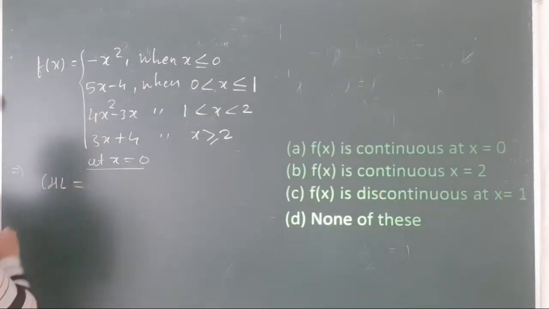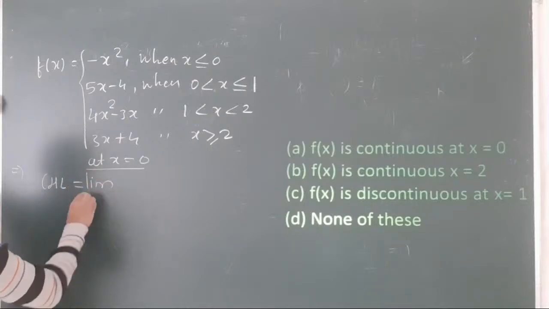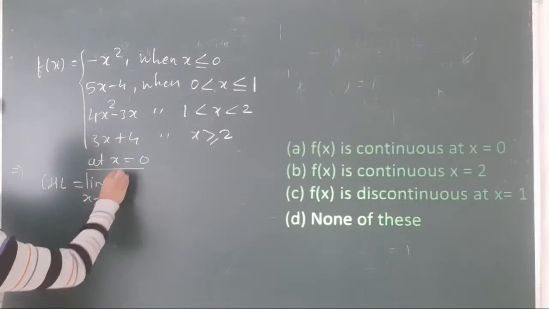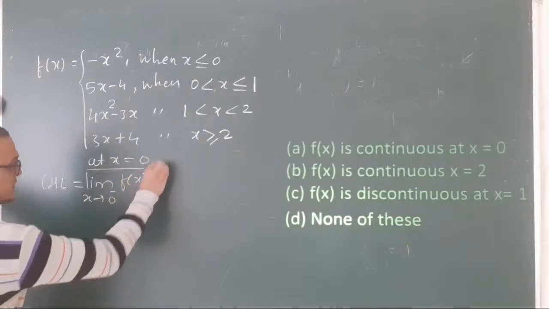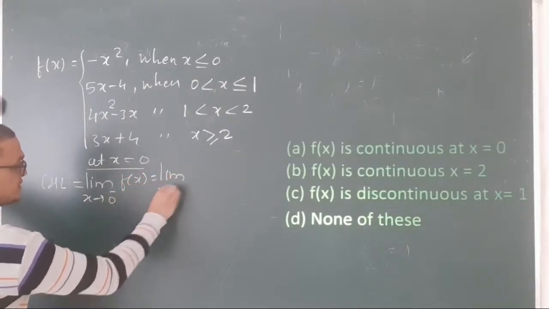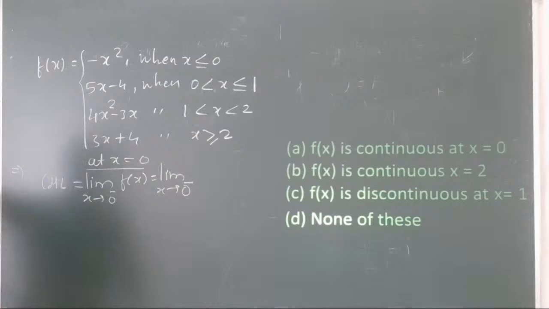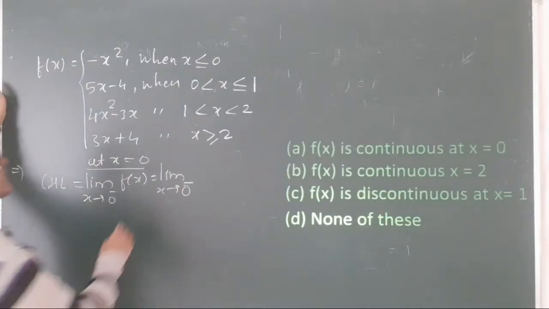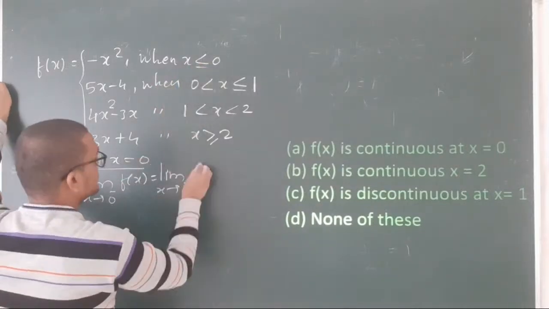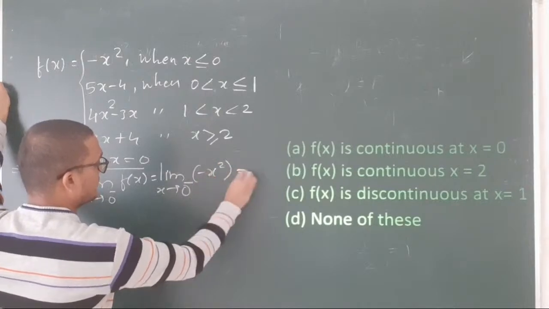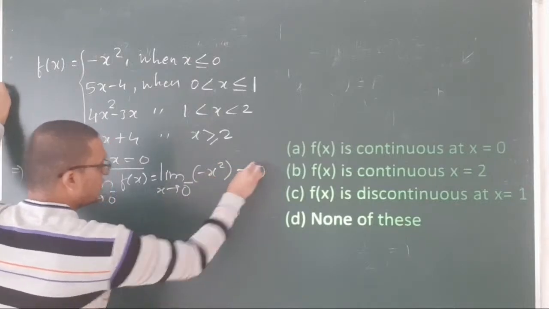So first you have to find LHL. LHL is what? Limit x tends to 0 minus f of x, that is limit x tends to 0 minus, so LHL means less than 0, for x less than 0 function is minus x square, put the limit x tends to 0, answer is 0.